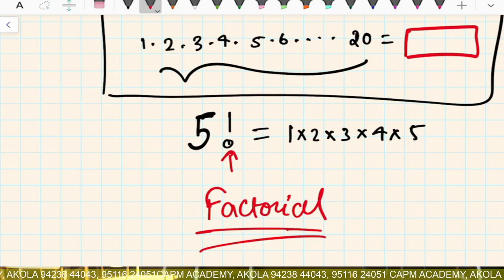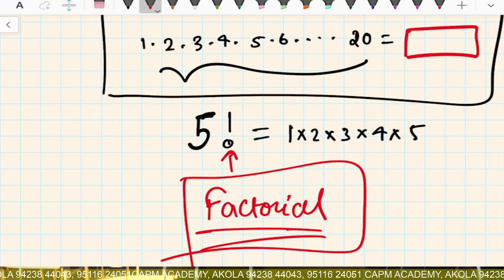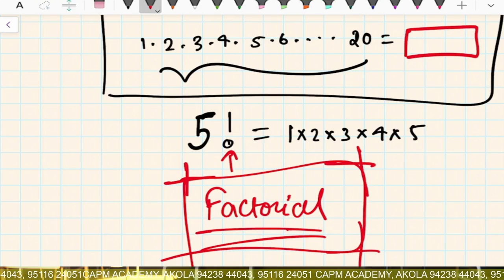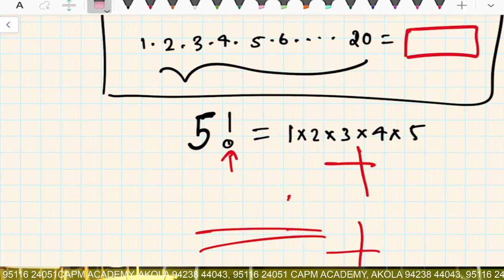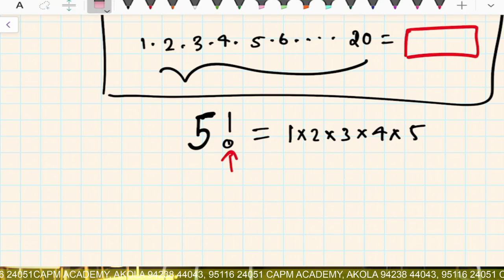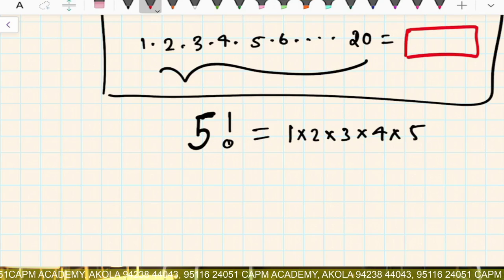Yes, this is the mathematical term which I was talking to you about. A factorial is the mathematical concept of keeping a multiplication short. But which multiplication? What are we talking about?